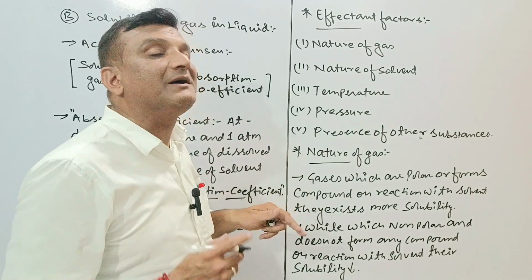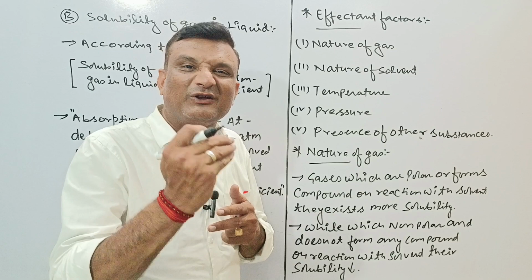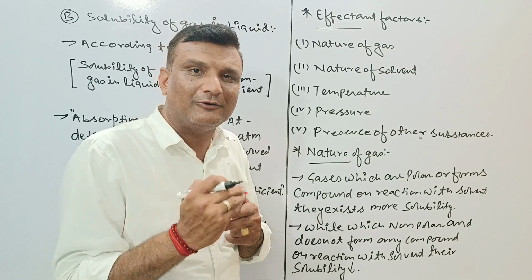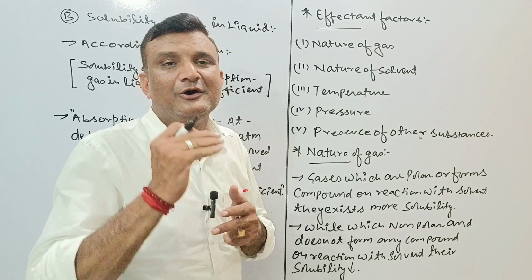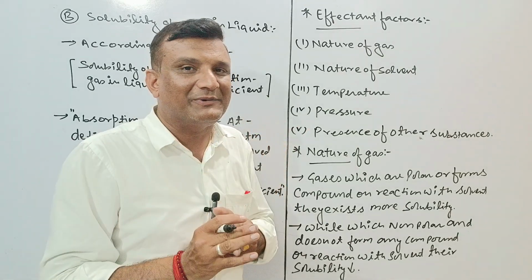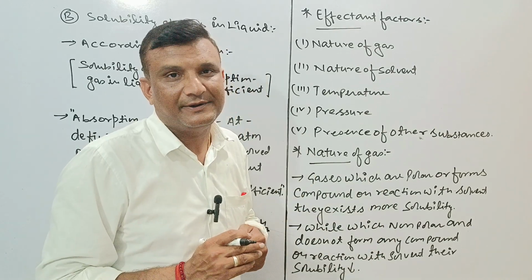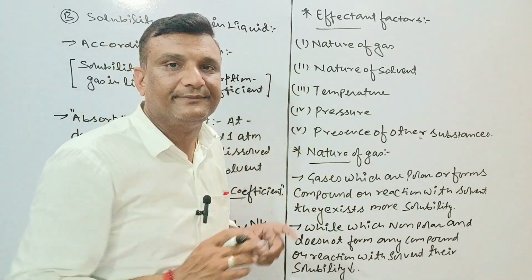नेचर ऑफ गैस के रिगार्डिंग बात करूं तो पर्टिकुलर जो गैसेस सॉल्वेंट के साथ में रिएक्शन करके कंपाउंड का फॉर्मेशन कर लेती है या पोलर हो, उनकी सॉल्युबिलिटी ज़्यादा होगी, और जो सॉल्वेंट के साथ में रिएक्शन करके कोई कंपाउंड नहीं बनाती या नॉन पोलर होती हैं, उनकी सॉल्युबिलिटी लोअर होगी. ये था आपके पास में फर्स्ट लाइन.